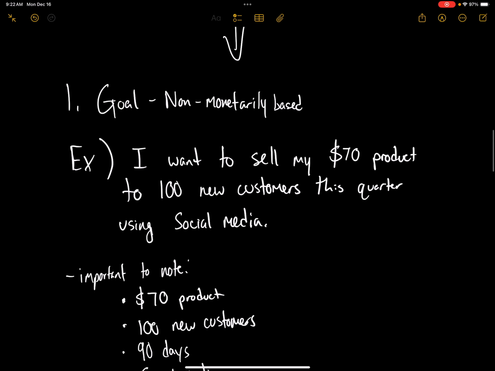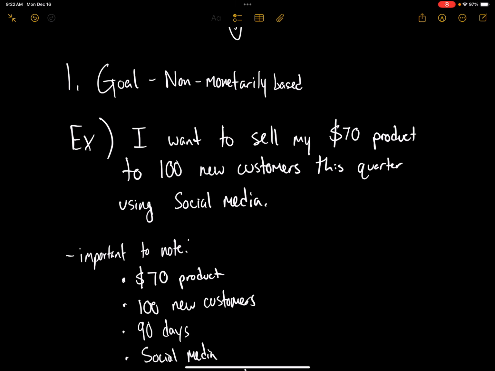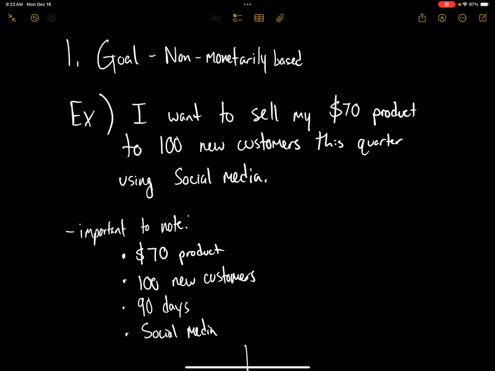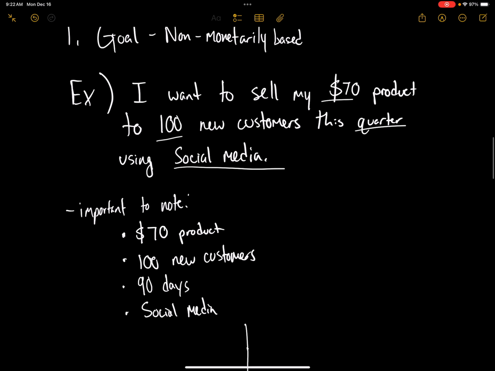So let's talk about a marketing goal here. Make sure it's non-monetary based, because at the end of the day, money is a byproduct. It is not the focus. So in this example, we're going to talk about selling a $70 product to 100 new customers this quarter using specifically social media, right? So all the important things to note are a $70 product, 100 new customers, 90 days, social media. So in totality, this should be a $7,000 objective in 90 days. And we want all of these customers to come from social media.